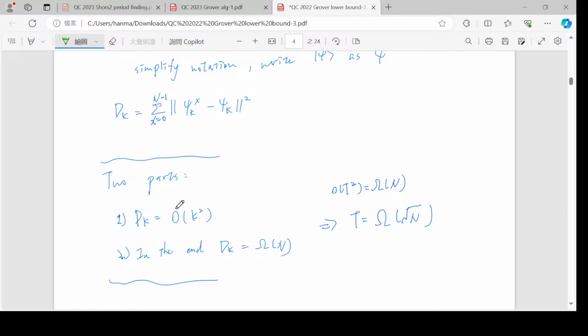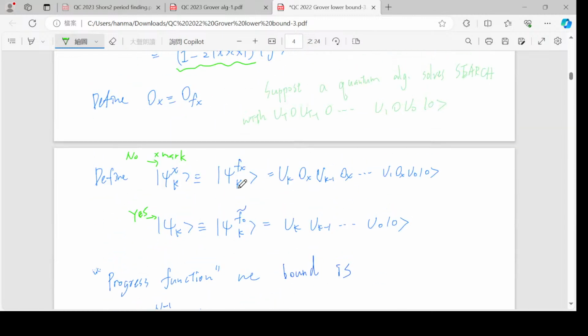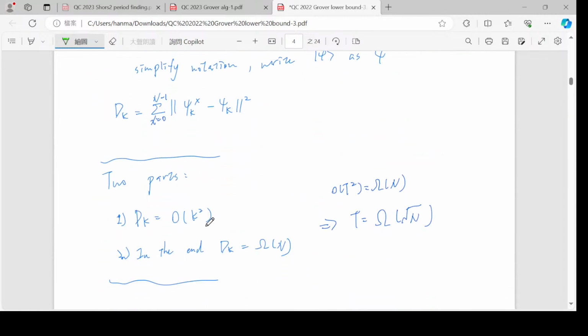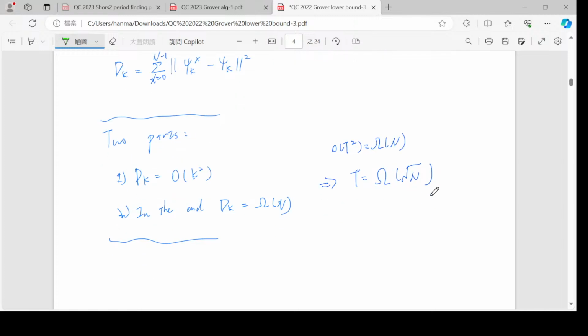So I guess it's a little different. We can say dk, step is omega square root. I guess it's similar, but actually what we say is dk grows at most quadratically. So dk will grow like order k squared. And at the end, dk is omega n.